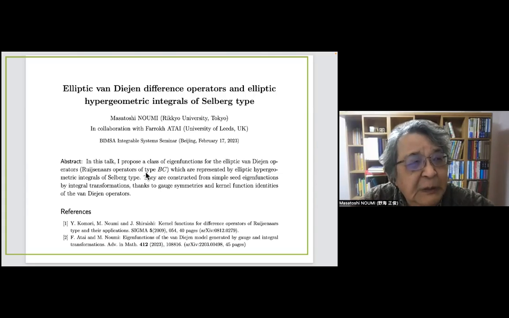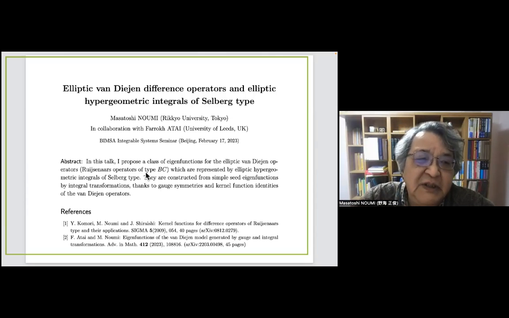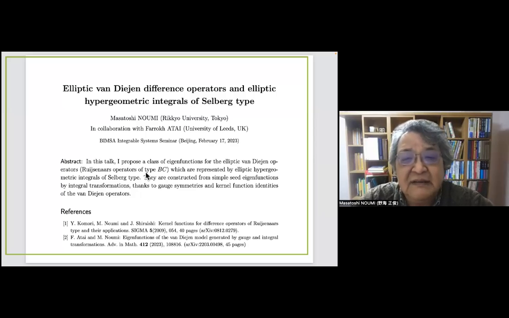And I don't know what is the most appropriate word for this class of eigenfunctions. Maybe they should be called singular solutions, singular eigenfunctions, because they appear only when the coupling parameters satisfy some kind of constraints. Okay, so actually I will discuss some class of eigenfunctions which are represented by elliptic hypergeometric integrals of Selberg type. I will explain later what they are. And also they are constructed from simple seed eigenfunctions by iterated application of integral transformations and thanks to the gauge symmetries and kernel function identity.